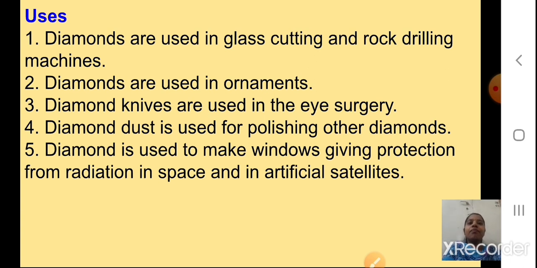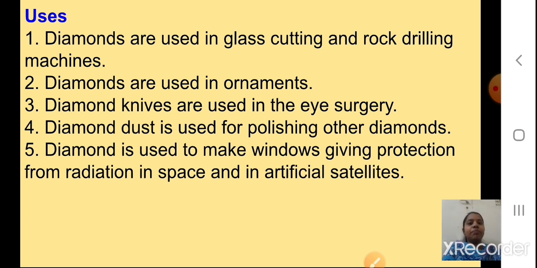Now what are the uses, students? First use, diamonds are used in glass cutting and rock drilling machines. As you know, brilliant and pure diamond is the hardest substance. It cannot break easily, so we are using it in glass cutting.